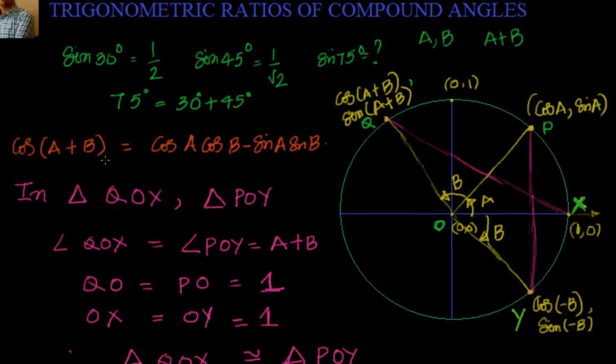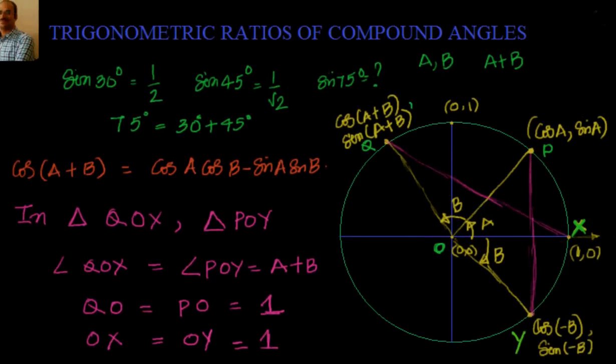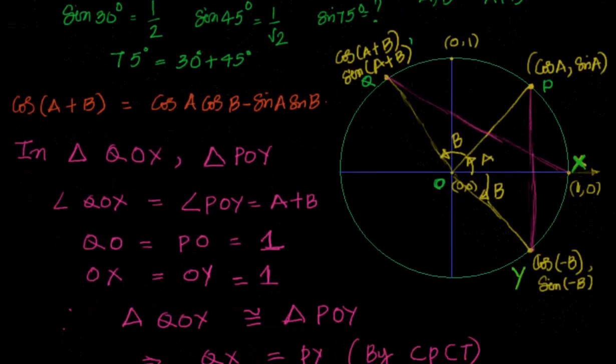In the next video, we will see, based on this, how we can find out sin A plus B, tan A plus B, tan A minus B, cot A minus B, whatever you want with respect to the compound angles. Because we found one formula, we should be able to leverage that formula and get it back.